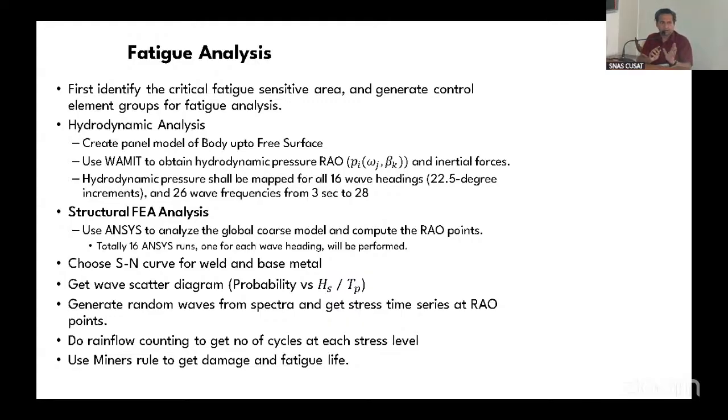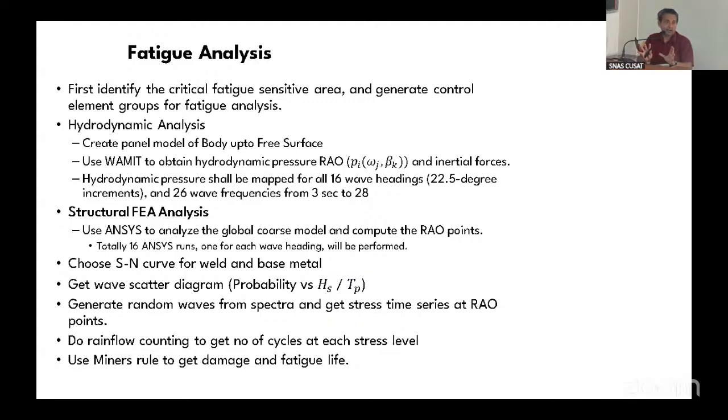But I'm writing this in a general way, so this is basically written for wave fatigue also. And then you do the hydrodynamic analysis. So you create a panel model of the body up to the free surface. You use a hydrodynamic potential solver to obtain the hydrodynamic pressure, which is basically pi omega j beta k. What that tells you is the pressure on a panel due to a unit wave that has a frequency of omega j and is coming from a direction of beta k.